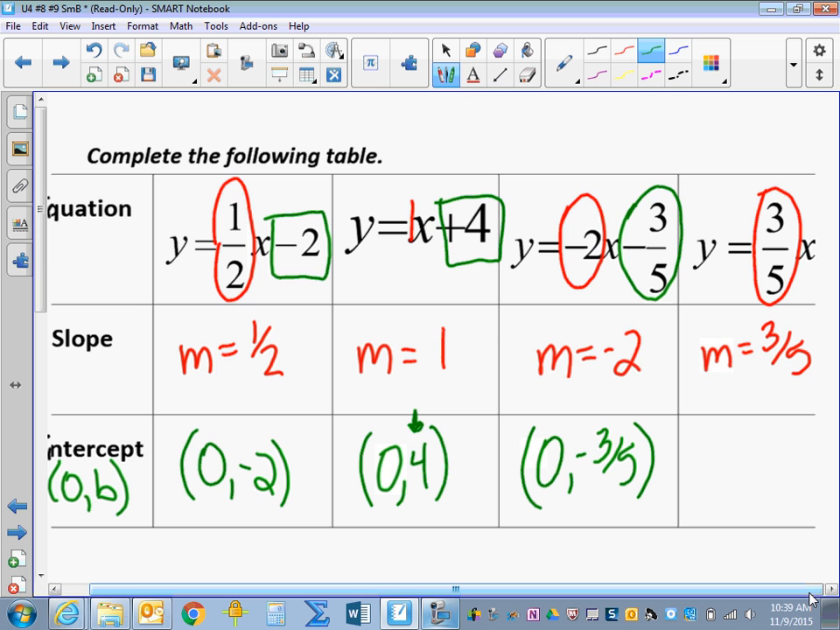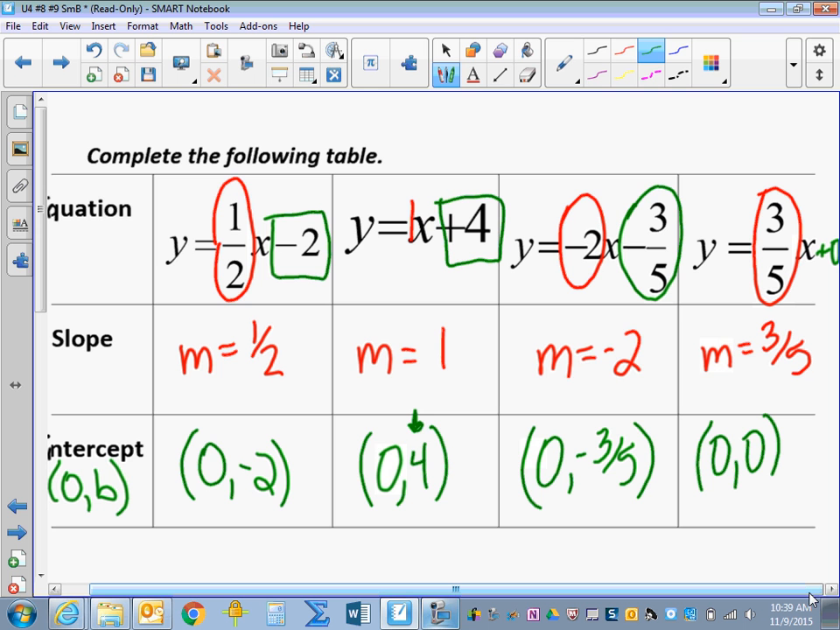Nice. All right, what else do we think it might be? 7? 0? Raise your hand if you think it's 0. The correct answer is 0. What? If I don't have any number on the end, we're adding nothing to it, right? Plus 0. So my y-intercept is 0, 0.